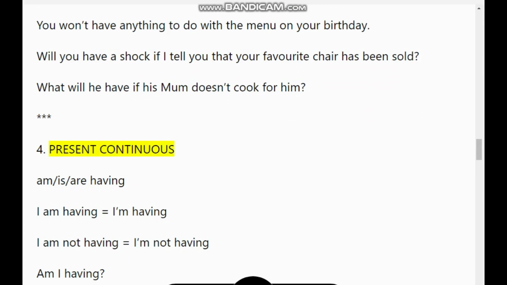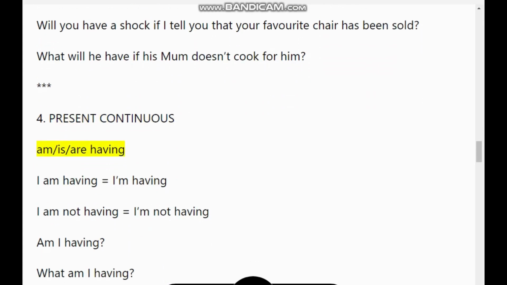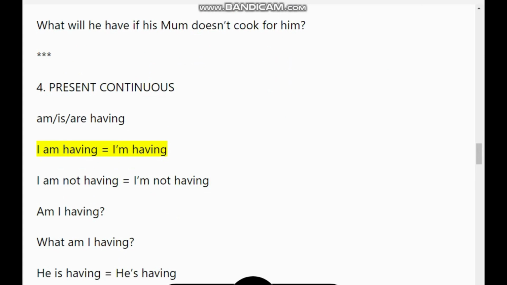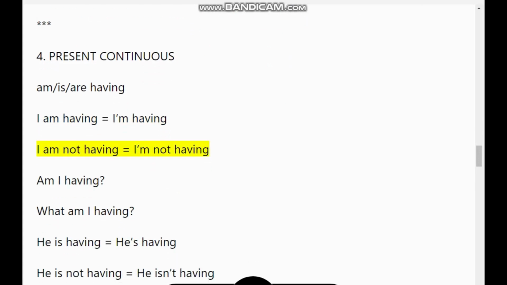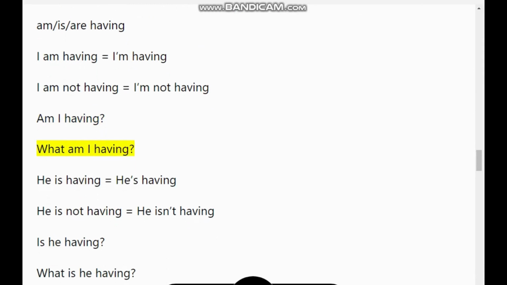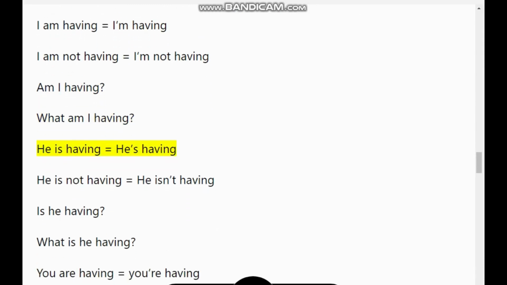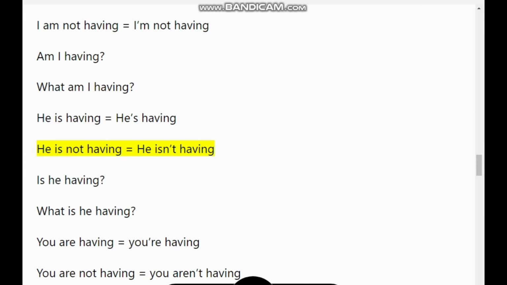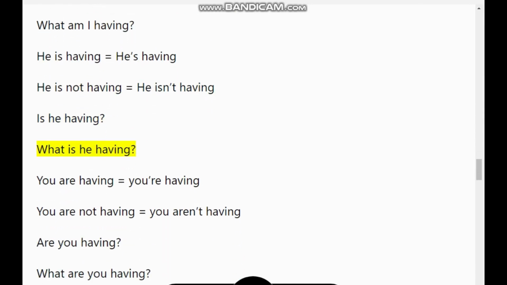4. Present continuous. Am, is, are having. I am having equals I'm having. I am not having equals I'm not having. Am I having? What am I having? He is having equals he's having. He is not having equals he isn't having. Is he having? What is he having?